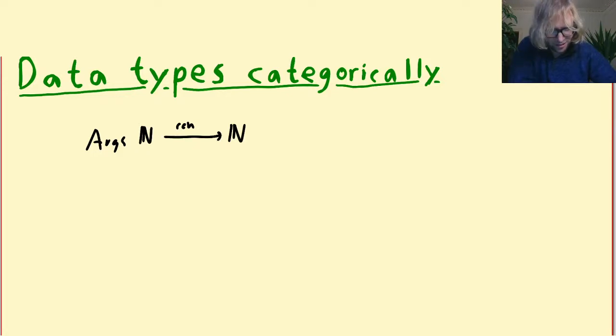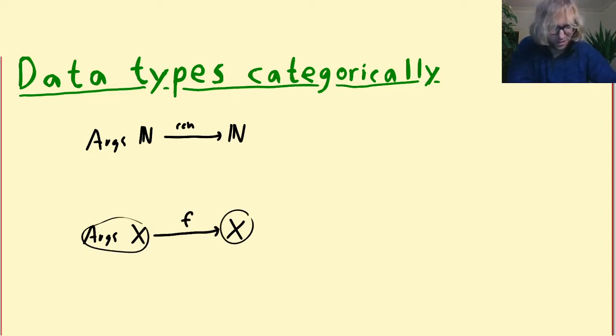So in general, I can look at args of X for some set X, and if I am lucky, then I get an f from args of X to X. So what this means is that I have a way of interpreting 0 and successor into X, right? That's what this f is telling me, basically.